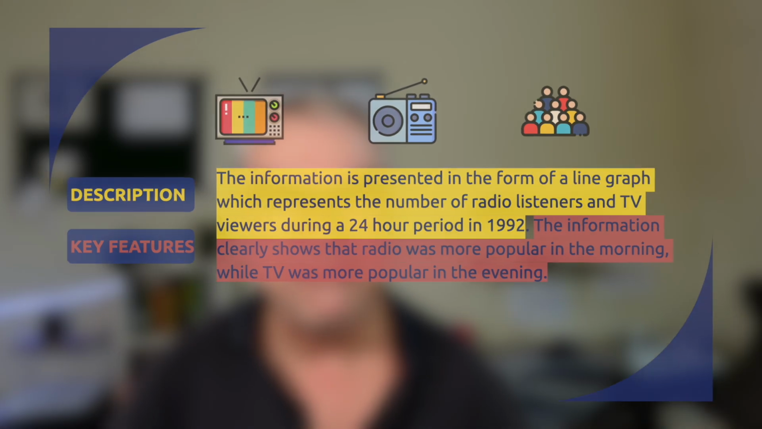Once you've done the overview, now what is the next paragraph? Well, obviously the two main categories are TV and radio. Let's start with the easy one first. So the next paragraph will be about the trend for radio listeners.